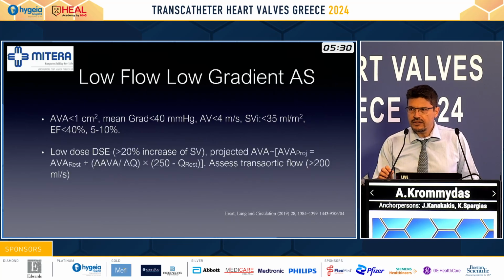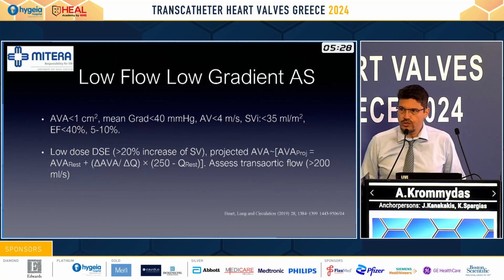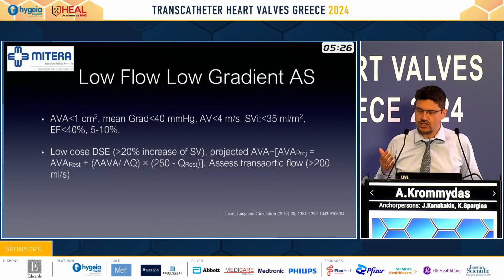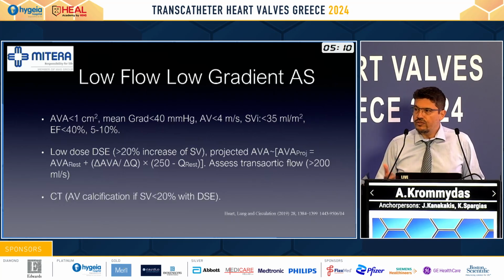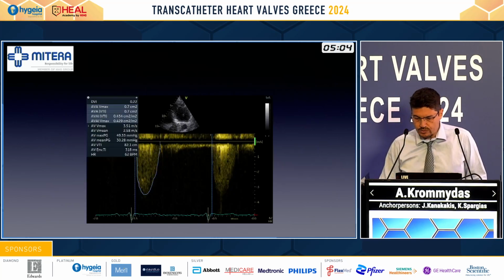What do we do then? Then we normally perform a low-dose dobutamine stress echo in order to increase the stroke volume, and then we calculate the projected area, so what the area of the valve would be if the flow was normal. So we need to assess the transaortic flow, and if the area is less than 1, then it's a truly severe aortic stenosis. If we are not able, for whatever reason, to increase the stroke volume with a stress echo, we perform a CT and measure the calcium score.